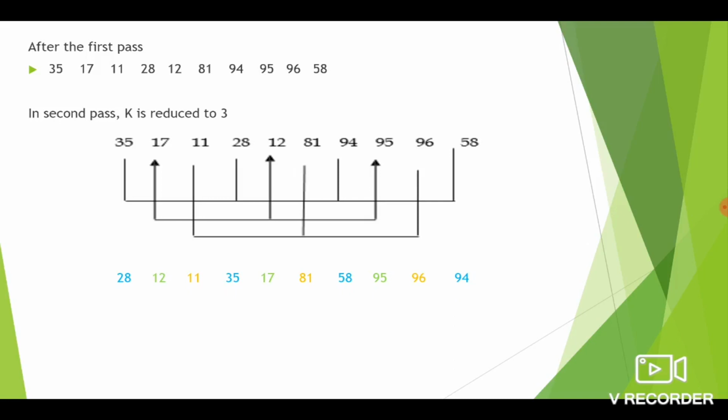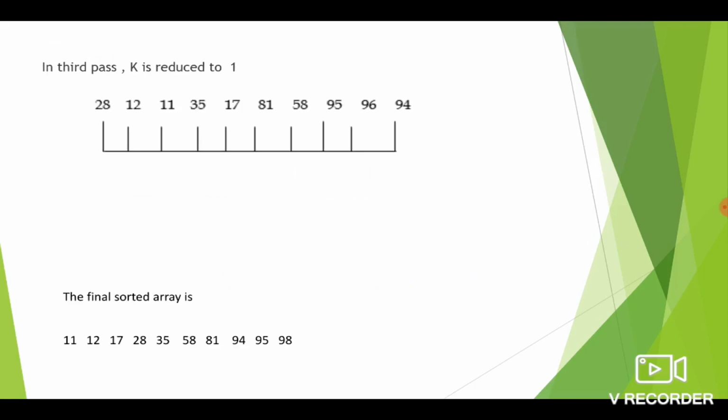Consider our first sublist contains the elements 35, 28, 94 and 58. You apply the insertion sort, so they are placed as 28, 35, 58, 94. The first sublist is sorted using the insertion sort. Each sublist is indicated by a different color: sublist 1 with blue, sublist 2 with green, and sublist 3 with orange. So after the second pass, we get the elements 28, 12, 11, 35, 17, 81, 58, 95, 96, 94.